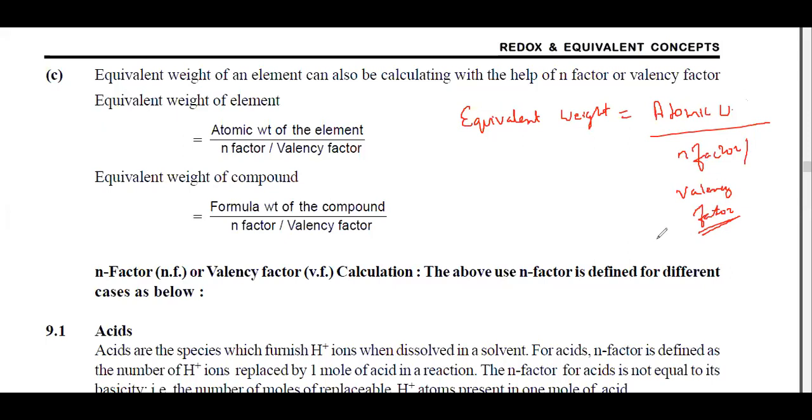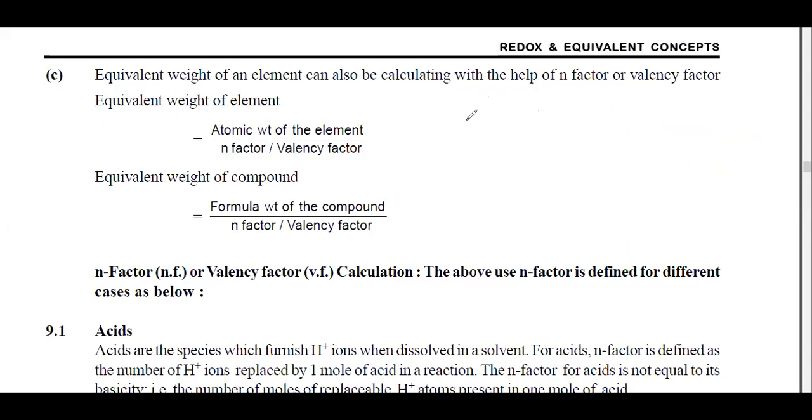If you remember, I have told you what the n factor or valency factor is. How many of you remember? We'll continue this in the next class, but tell me, what is the valency factor? It is the number of electrons lost, gained, or shared. Okay, so we will continue with this.